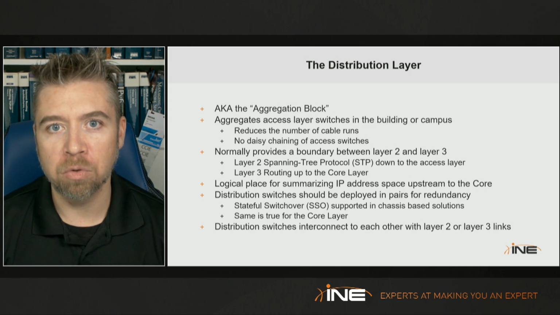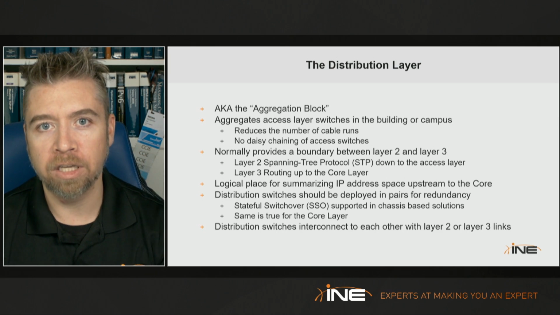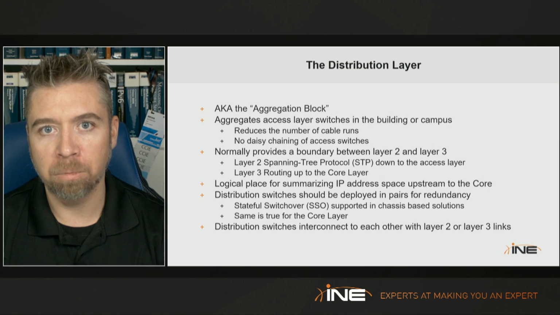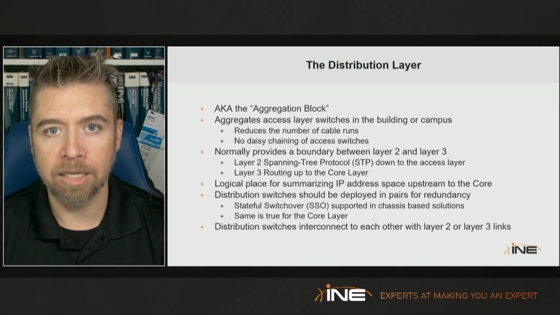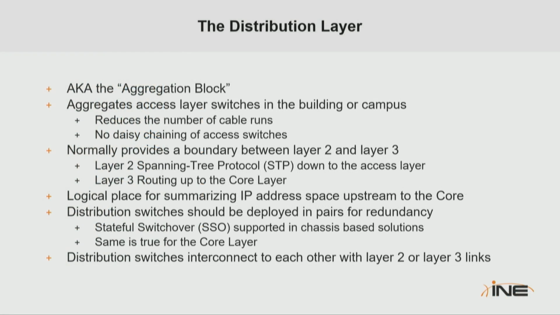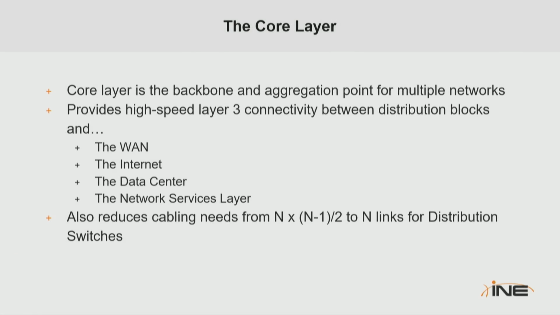And if one of the CPUs dies, we're able to switch over to the other one in a stateful manner, meaning that we're able to continue to forward traffic without any loss in the data plane. Okay, the distribution switches themselves will interconnect to each other with either layer 2 links or layer 3 links, depending on our particular design. Okay, and last but not least, we have the core layer.